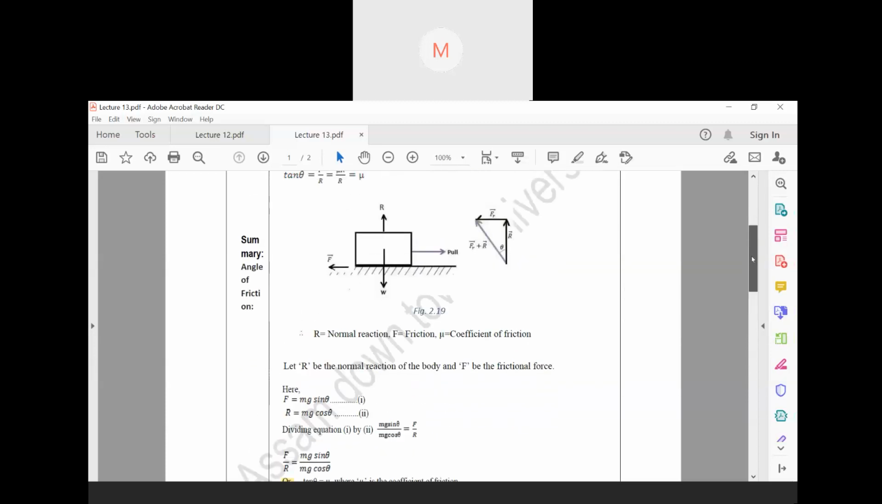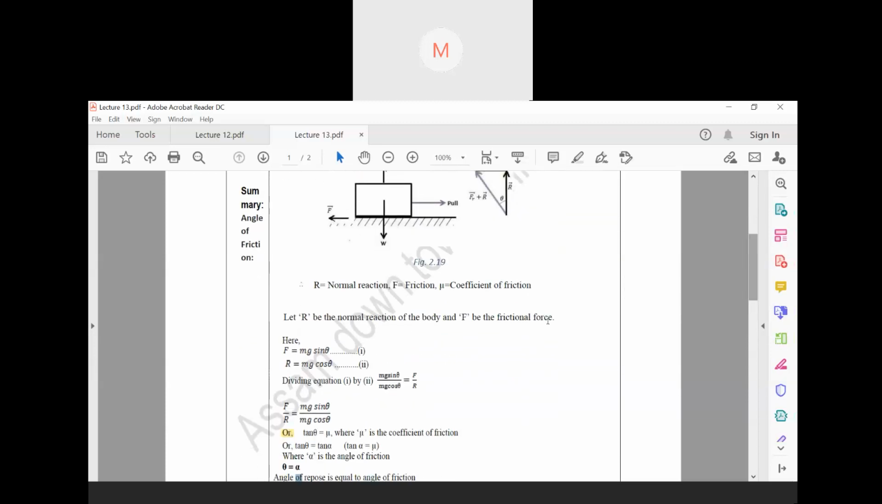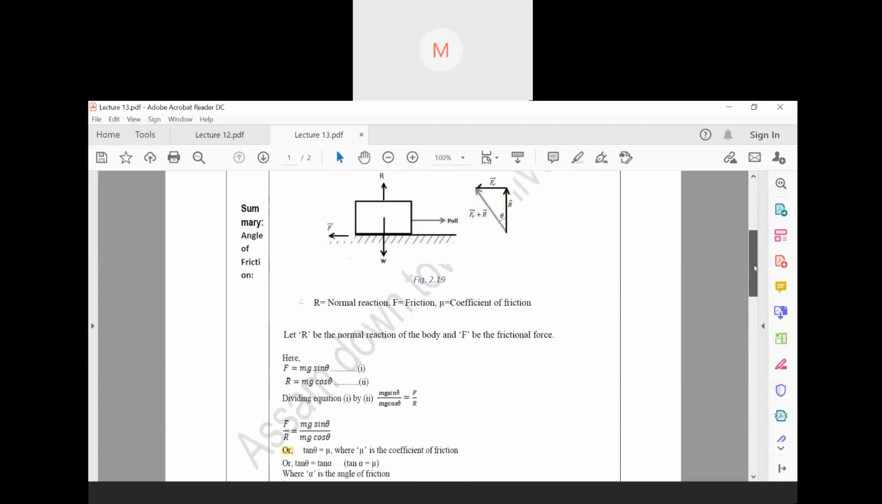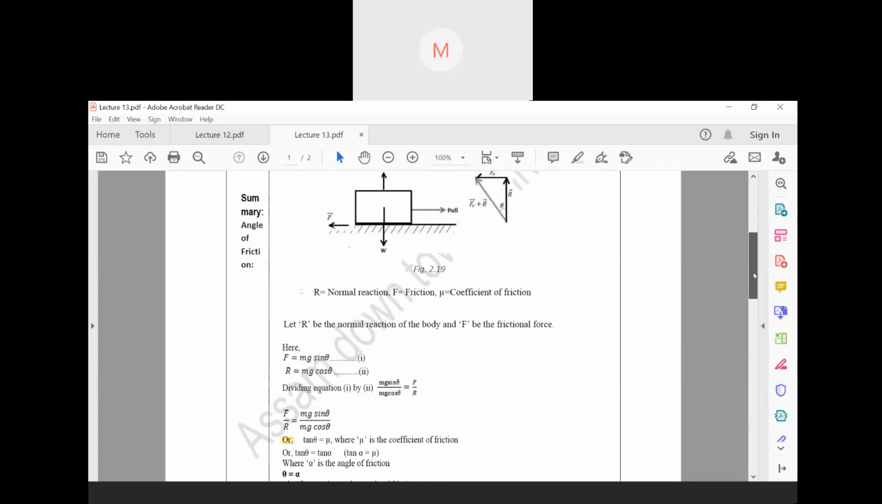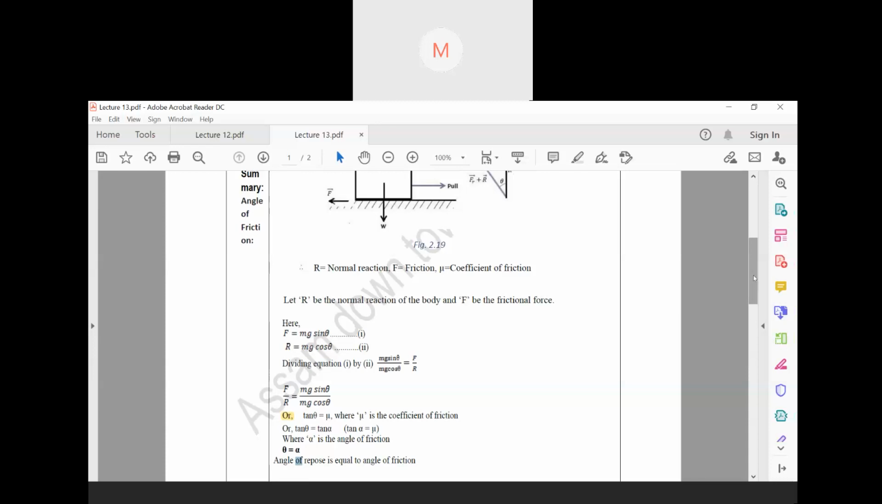Okay. So in this way, you have to know the angle of repose. Yeah, Mito, you have raised your hand. Any problem? Sir, I did not understand mg sin theta and mg cos theta. You didn't understand mg sin theta, mg cos theta.